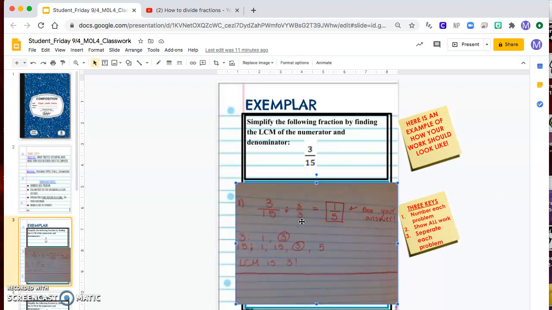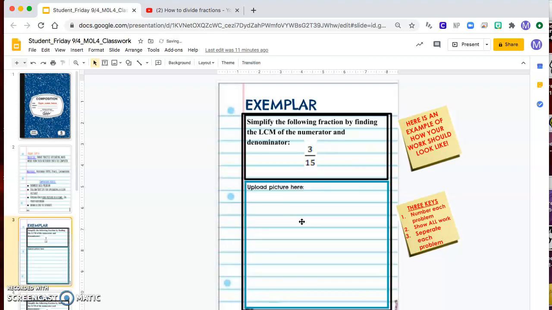So for example, I'm just going to delete this real quick and just show you. It says simplify the following fractions by finding the least common multiple of the numerator, the top number, and the denominator, the bottom number. Okay, now if you are stuck or you do not remember, do not worry, this is not going to be graded based on if your answer is correct. This is just graded on if you were able to show work and upload it, okay? So I really want to emphasize that.